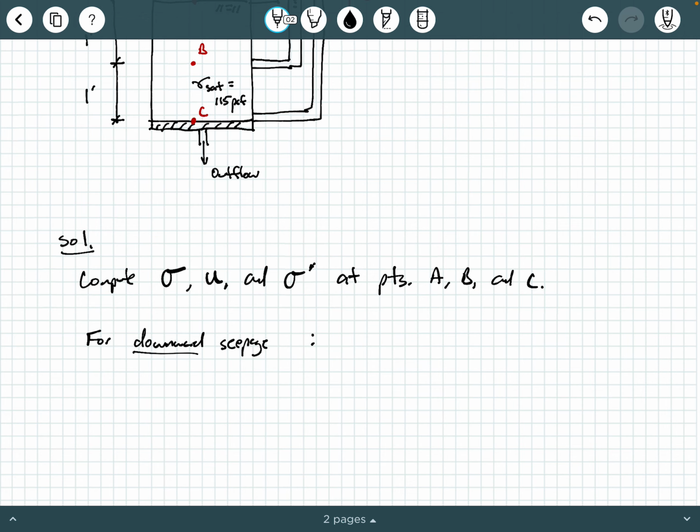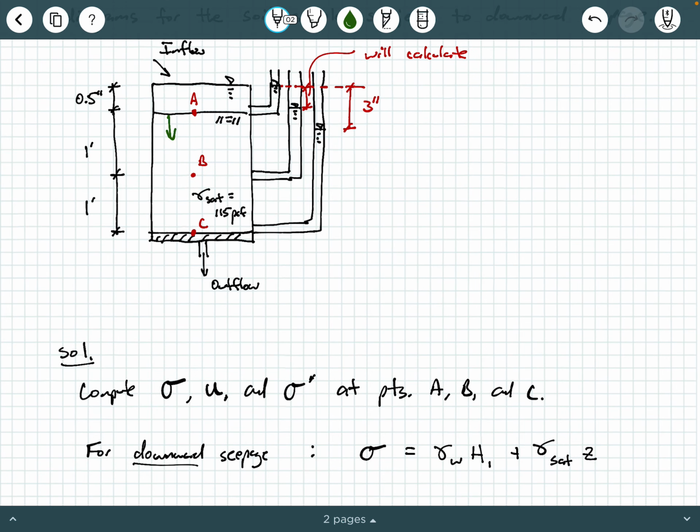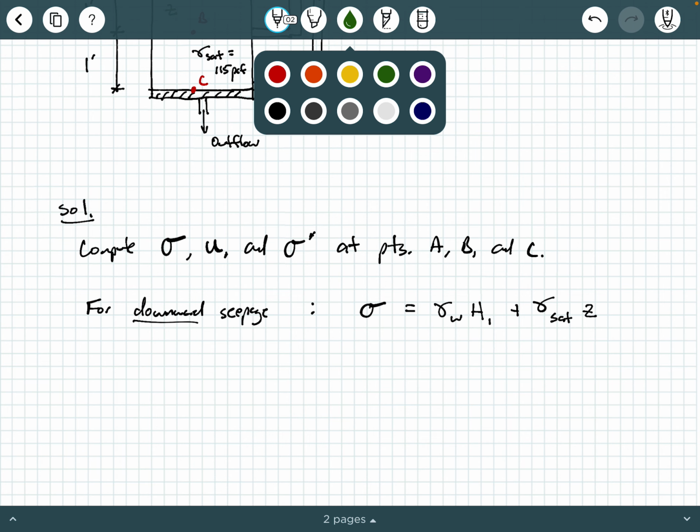Total stress at an intermediate point is going to be equal to unit weight of water times the height, call it maybe H1, and then plus a saturated unit weight times some depth Z. And of course, Z is measured from the top of the specimen down. And what is pore pressure going to be calculated as?